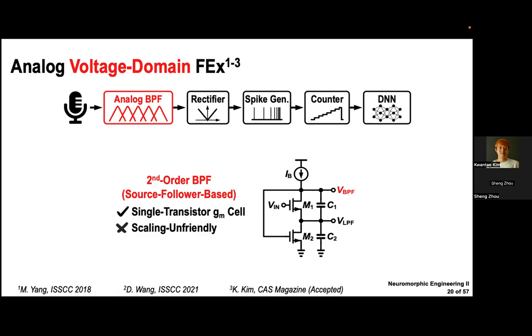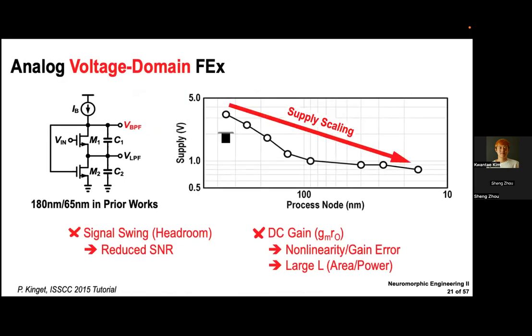However, this kind of voltage domain circuit suffers from scaling unfriendliness, which I will explain in later slides. Those source follower based filters were implemented in legacy processes, such as 180 nanometer and 65 nanometer in prior works. So it was kind of okay, but however, we are facing process technology nodes scaling and advancing, such as from 315 nanometer to 16 nanometer or below, and the supply voltage is still scaling down and down, touching, of course, less than one volt.